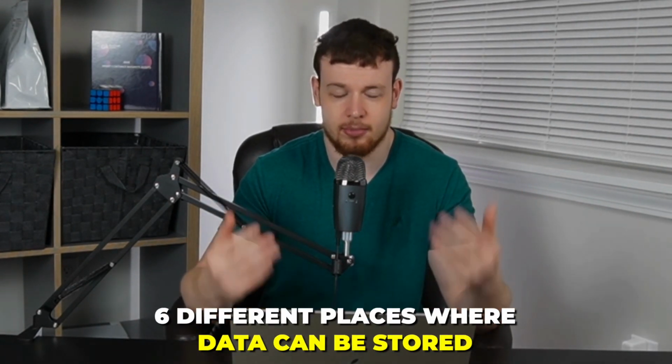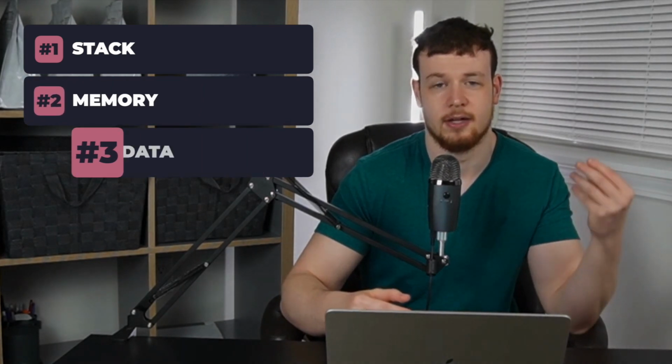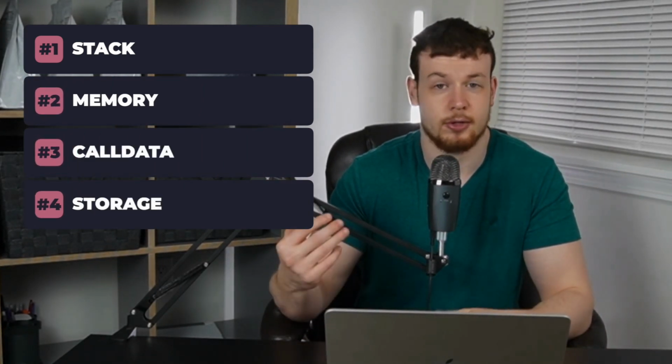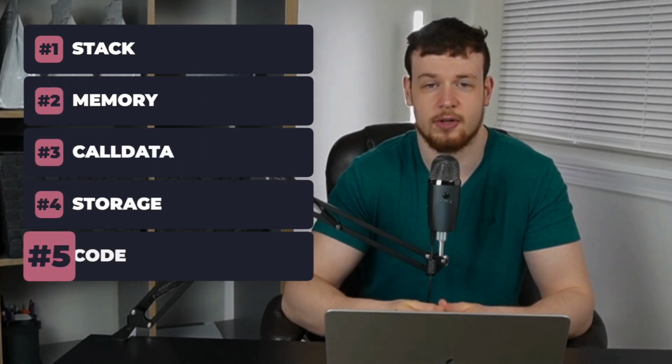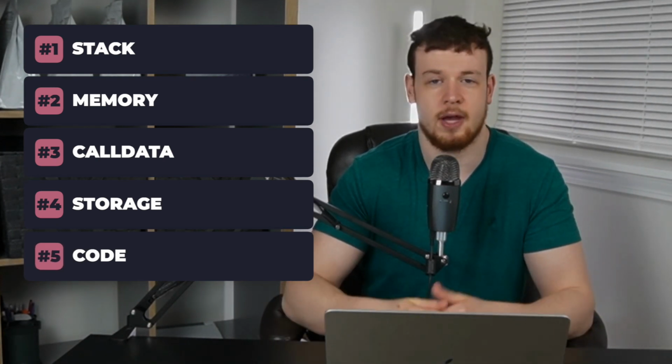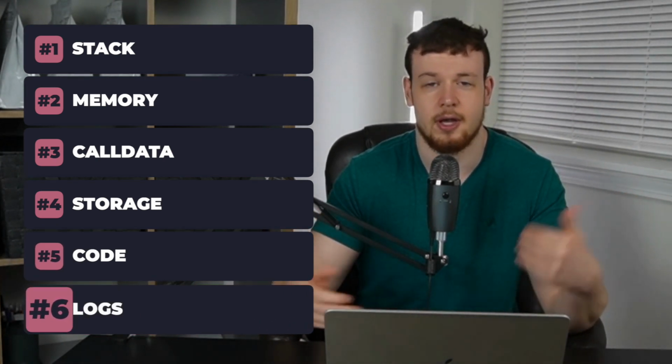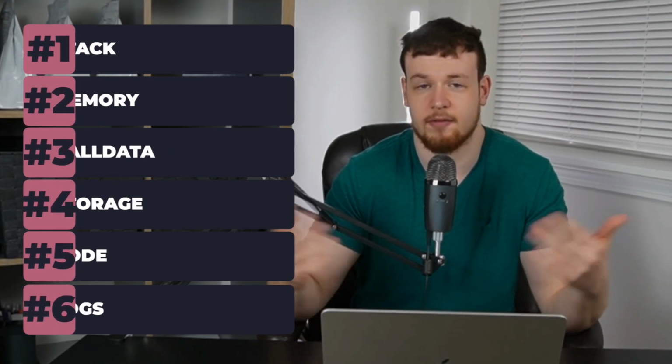First of all, there are actually 6 different places where data can be stored. And this is, of course, most commonly the stack, memory, call data, and storage. But also, you can store things in code, obviously, that is at any particular address. And then also logs, which is a write-only way to emit events and log stuff. So in this guide, we're really going to drill down and focus on the first 4 here. We're going to get a very solid understanding of the stack, memory, call data, and storage.